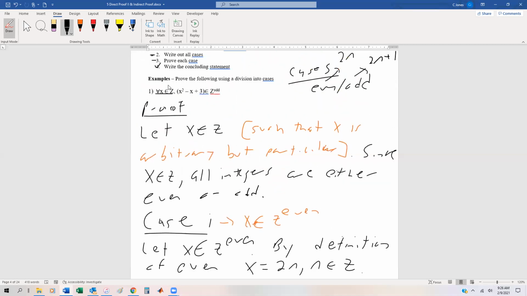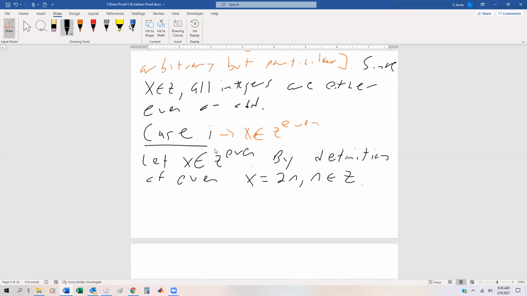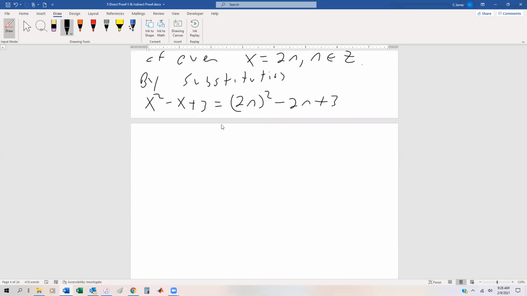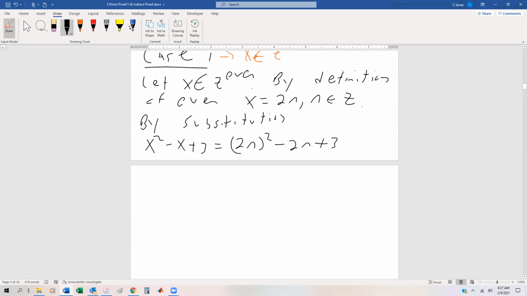And now what we can do is go through and use substitution on this and try to prove that it's going to be odd. Okay, so by substitution, we can say that x squared minus x plus 3 is going to be equal to (2n) squared minus 2n plus 3. Right? And now's where we're going to do all of our computations. So we're going to FOIL this out, or multiply it out. So this is 4n squared minus 2n plus 3. And remember, you can just say exponent rules.